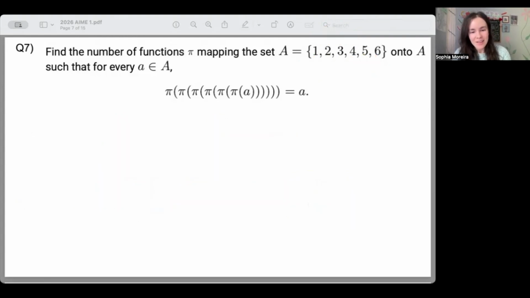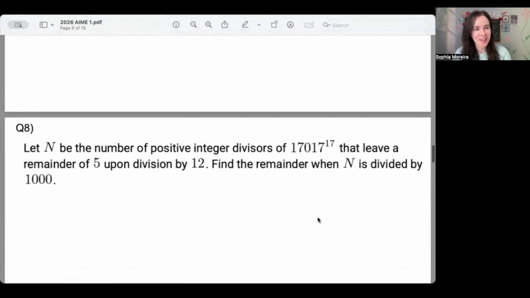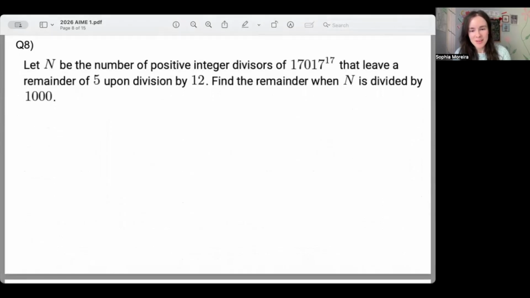So, kind of a neat question, especially if you've seen group theory before, really not that bad. But if you found yourself inventing group theory on the test, I can imagine it felt quite challenging. Moving right along on to question number 8. For this one, the 17 is more clear how to factor out of that. So we are going to get a 17 times 1001.